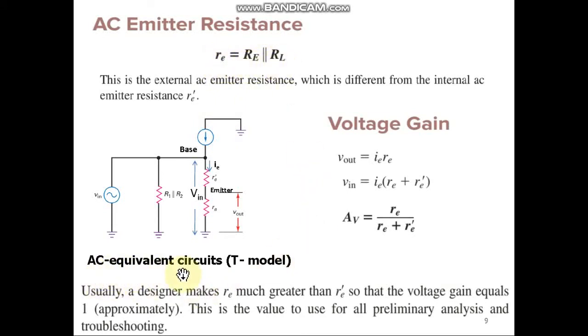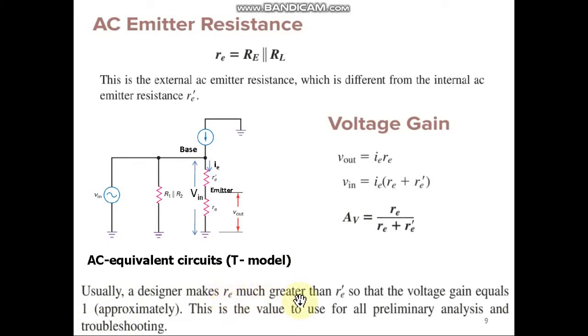So here the AC equivalent circuit using the T model is shown. You can see here the value of re, and re dash is shown here. So what will be the value of V in? V in will be whatever current I is flowing through this resistance plus this resistance. So V in is equal to I times (re plus re dash). What will be the value of V out? V out is taken from the emitter, so that is IE into re. So your gain will be re upon (re plus re dash), because IE and IE will get cancelled. So that becomes your final equation for the voltage gain.